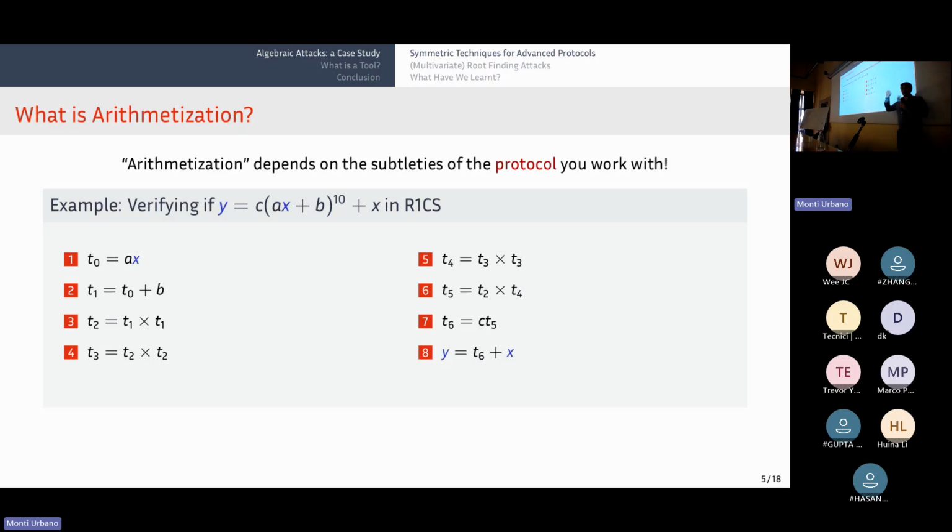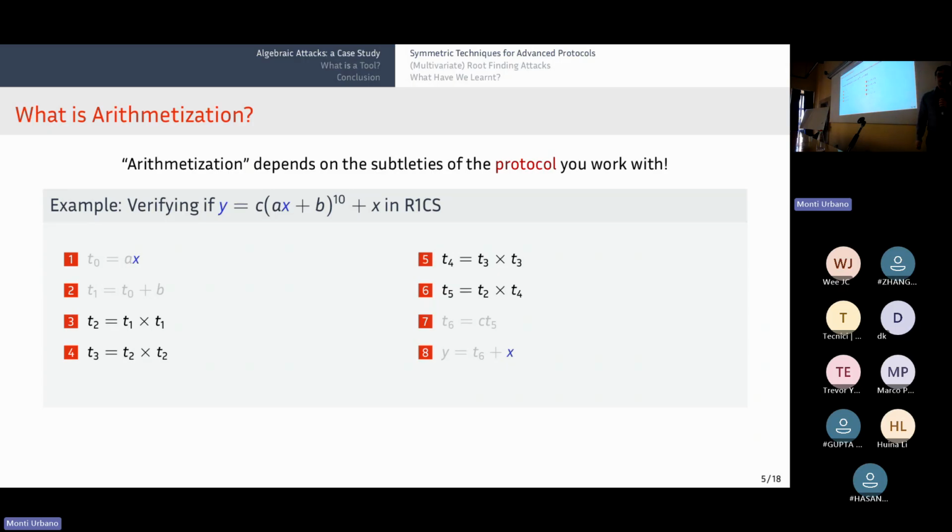And the way you're going to perform this computation is that first you're going to compute the product of your input x by the constant a. Then you're going to generate a new variable, which is equal to this quantity where you added b, etc., etc., etc. And then in the end, you can check y will indeed be equal to c times (ax plus b) to the power 10. This is a form of arithmetization. There are many others.